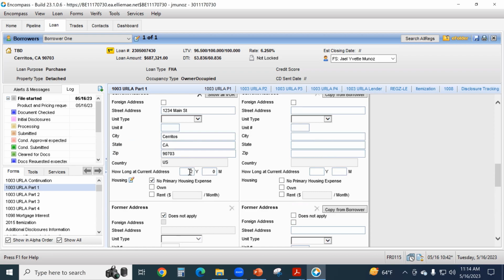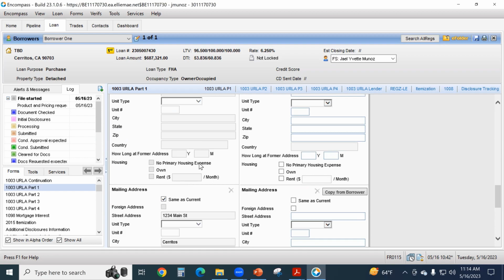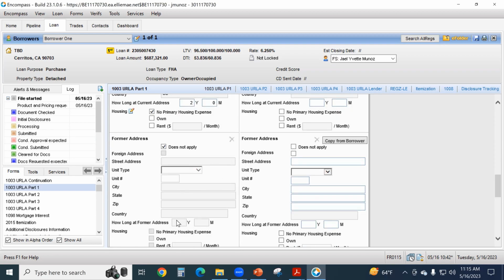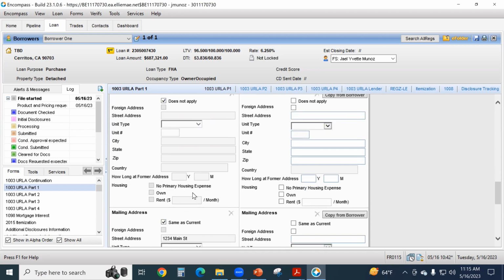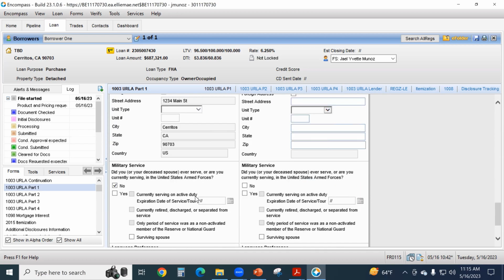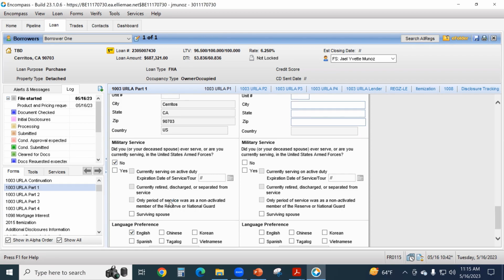I'm always looking at how long at the current address. You got to keep in mind we're always looking for 2 years. So if they've only been here for 1 year, make sure you put the former address in here so that we have a total of at least 2 years. Okay, so that's the key thing on 1003 page 1. Of course, military service. This is important on VA loans, but it's a good thing to ask your potential borrower if in fact they do have any type of military background, because obviously VA loans are more borrower centric than your normal FHA or conventional loan.